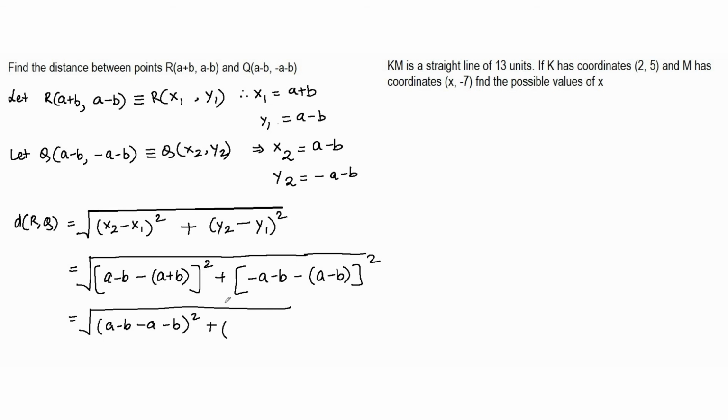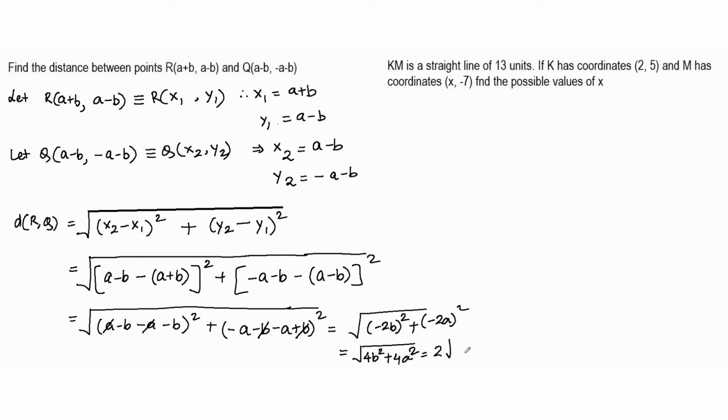After opening up the brackets, this is what we get, and over here it is negative A negative B minus A plus B the whole square, right? Now over here A minus A cancels, and in the second bracket B and B cancel, and therefore this becomes under root of negative 2B the whole square plus negative 2A the whole square, and that is equal to square root of 4B square plus 4A square. 4 can be taken out as common from this, and when you take the square root of it, it becomes 2 under root A square plus B square. So this is the distance between the points R and Q.